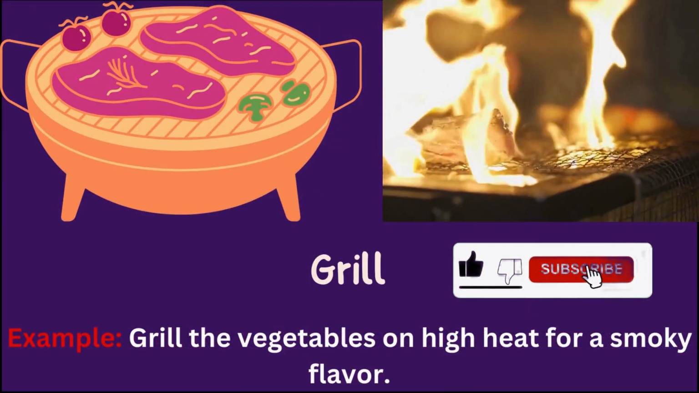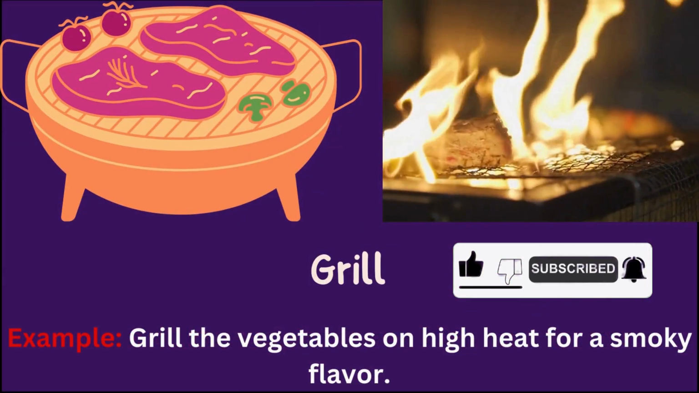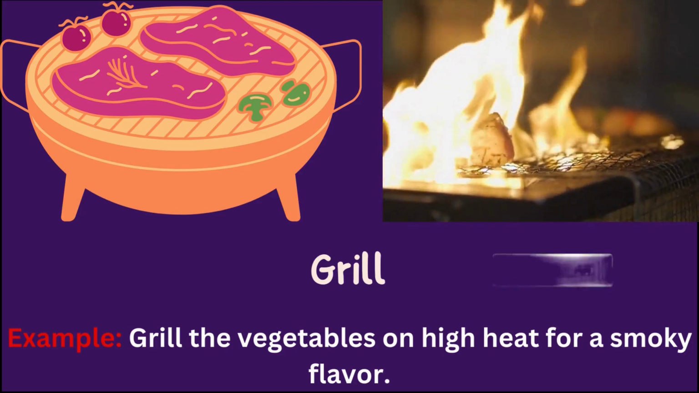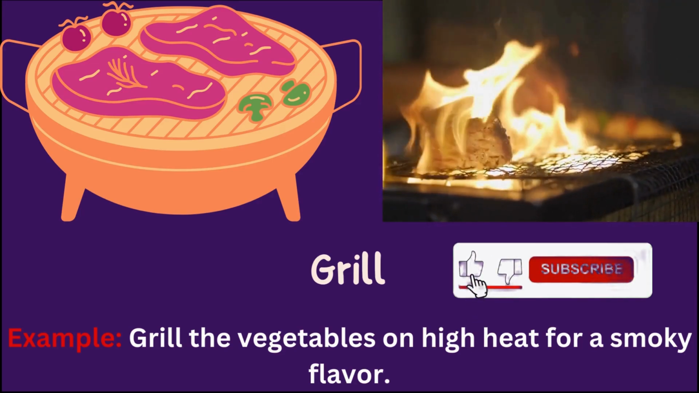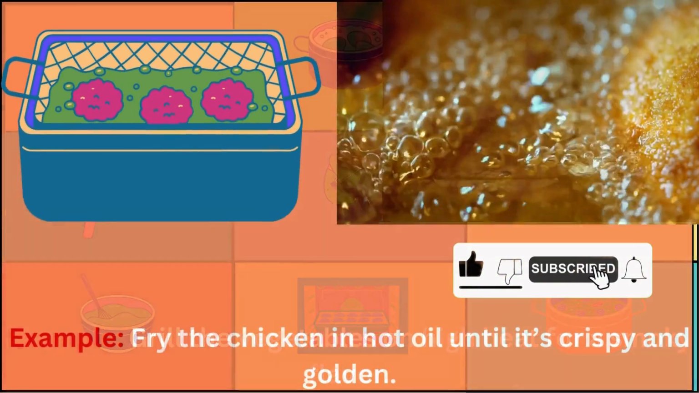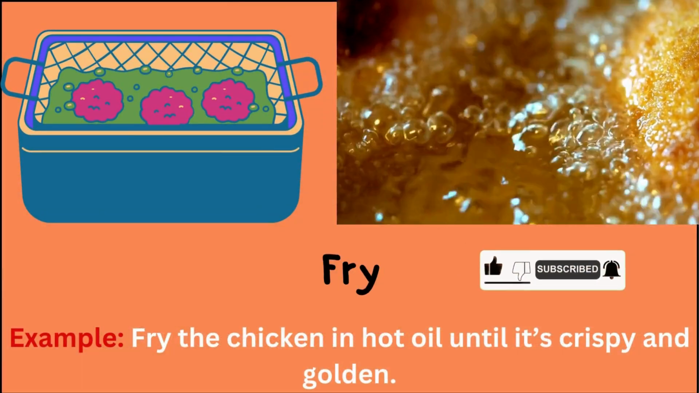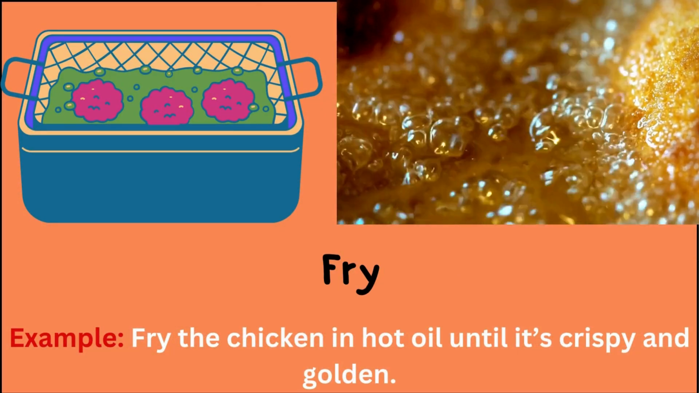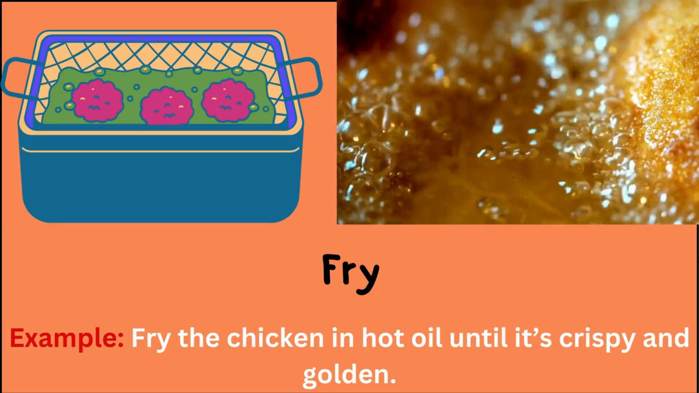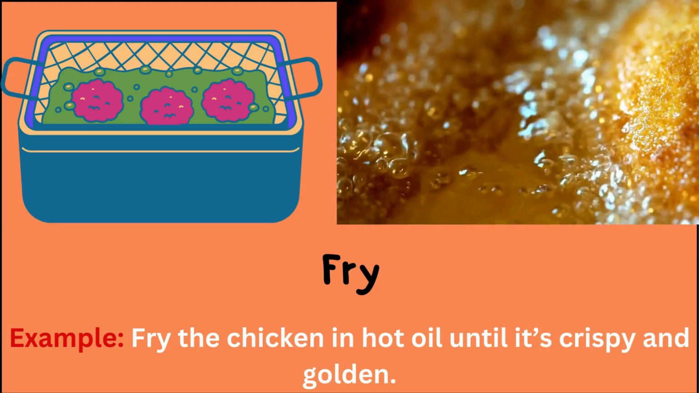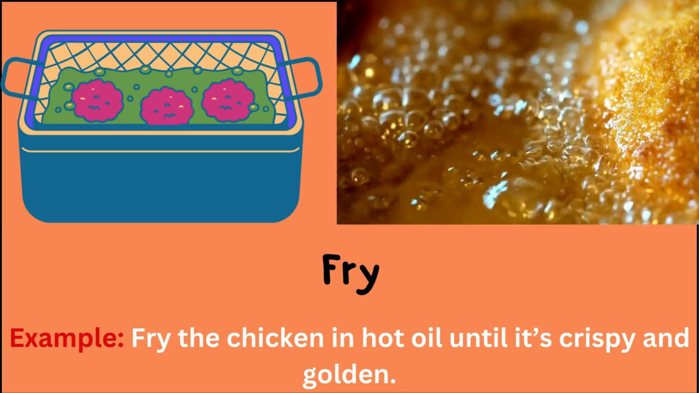Grill. Example, grill the vegetables on high heat for a smoky flavor. Fry. Example, fry the chicken in hot oil until it's crispy and golden.